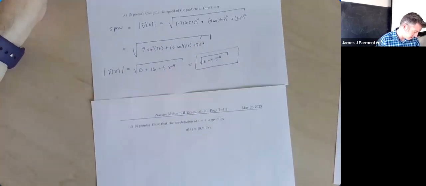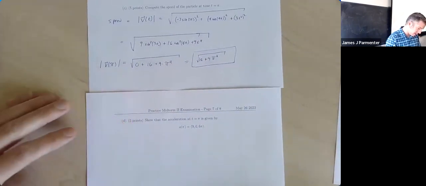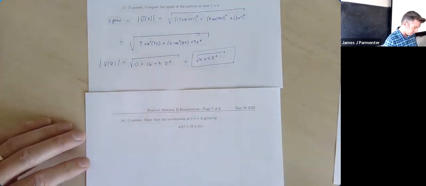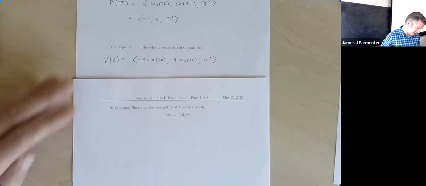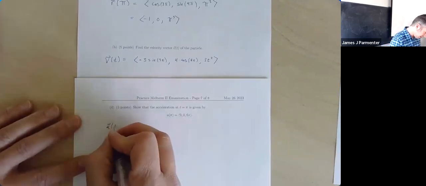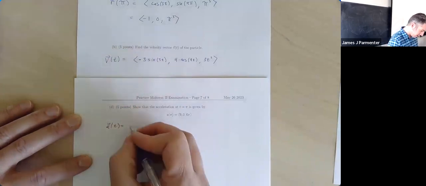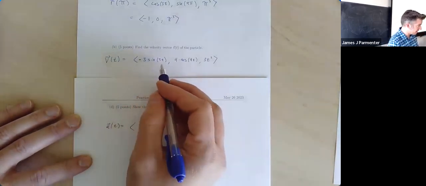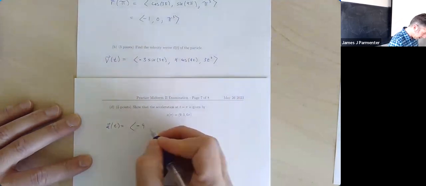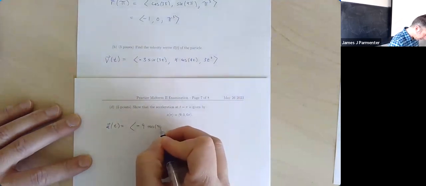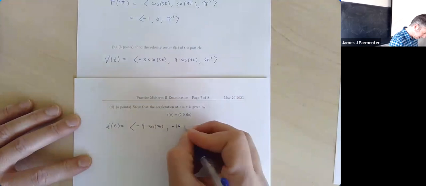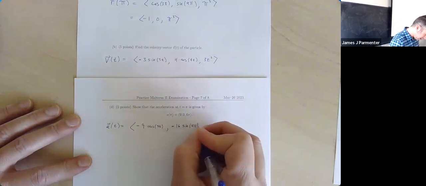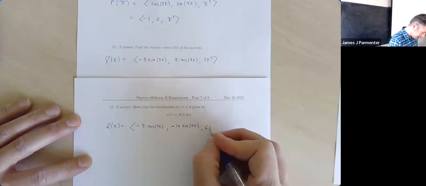All right, and then show that the acceleration at t equal to pi is given by this vector here. Okay, well, acceleration is just the derivative of velocity. So here's our velocity vector up here. Let's take its derivative. So a of t is going to be -3 times cosine of 3t times another 3, so -9 times cosine of 3t. And then the derivative of 4 cosine of 4t is going to be -16 sine of 4t. Finally, the derivative of 3t squared is going to be 6t.